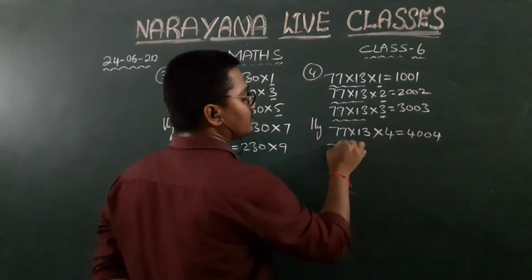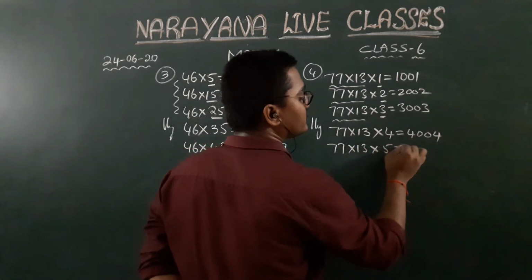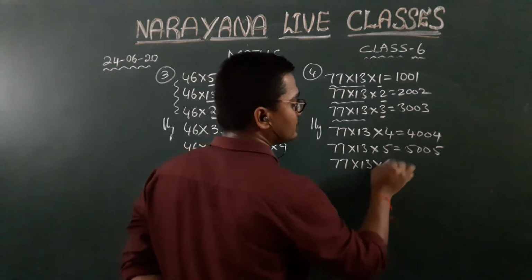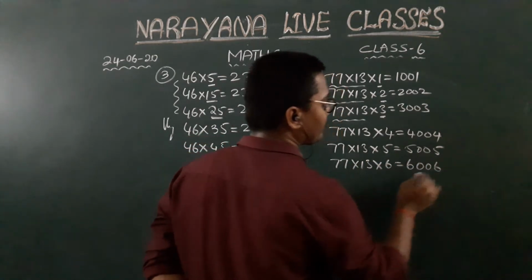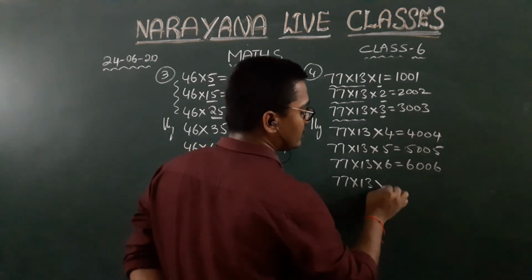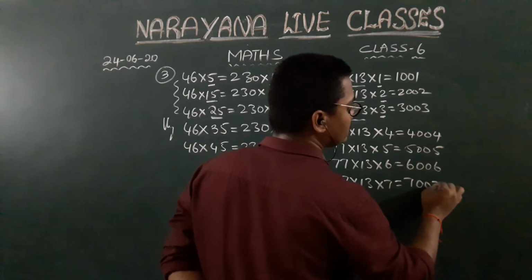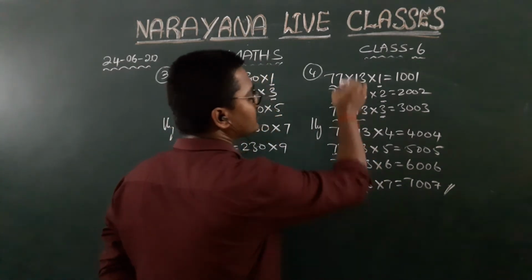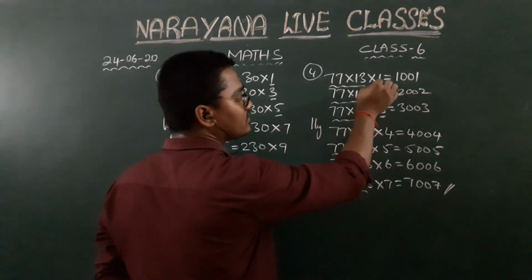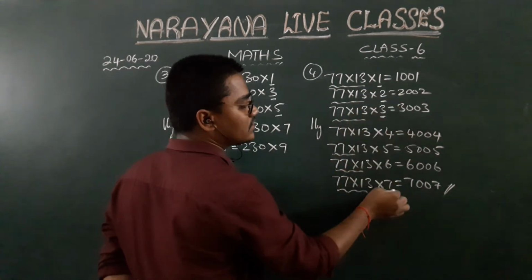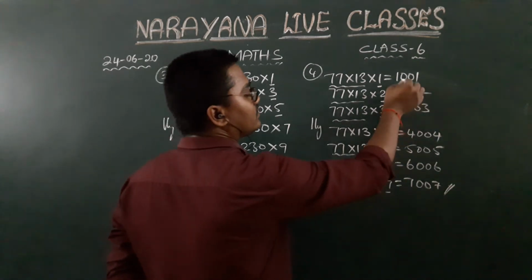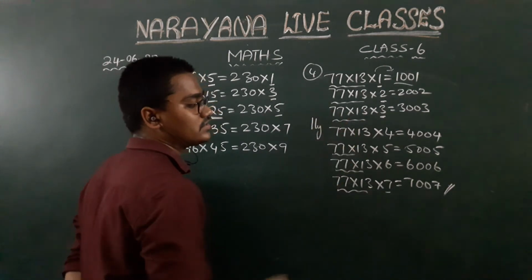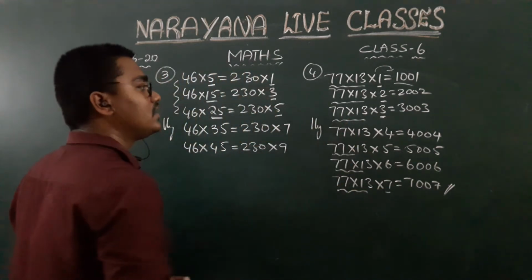Yes or no? So 77 into 13 into 5 is equal to 5005. 77 into 13 into 6 is equal to 6006. 77 into 13 into 7 is equal to 7007. The only thing is you need to write down the integers as you can see in the first step as it is, children. You need to increase the number over here, that is 1, 2, 3, 4, 5, 6 up to 7. And you need to write the resultant answer as 1001. If you write 1, 1001. 2, it will be 2002. 3, 3003. So similarly 7, 7007. I hope it is clear.